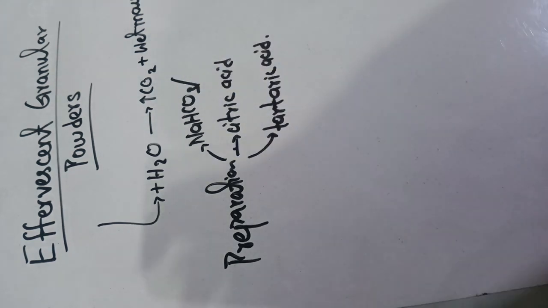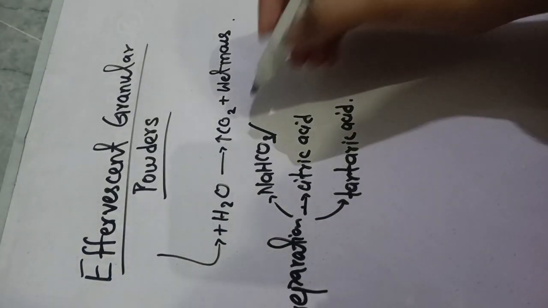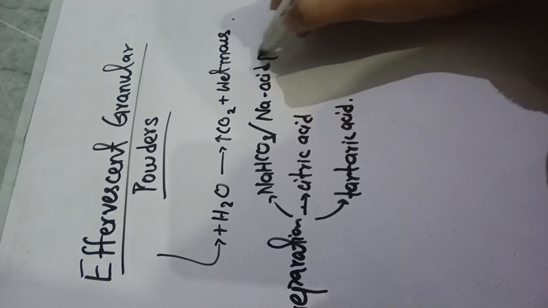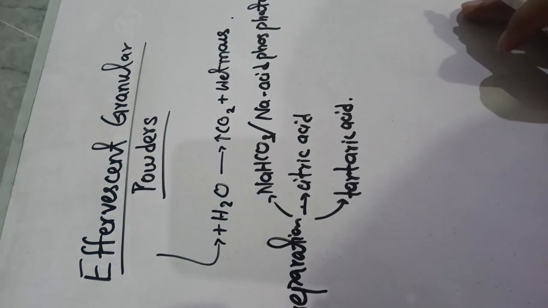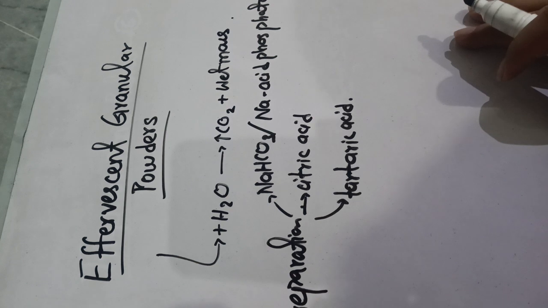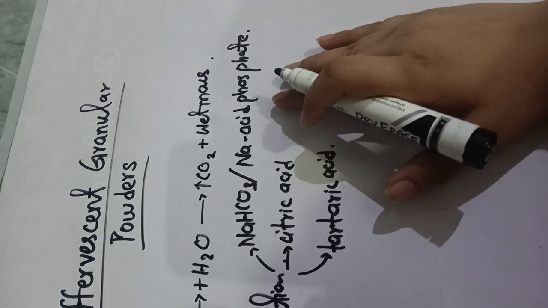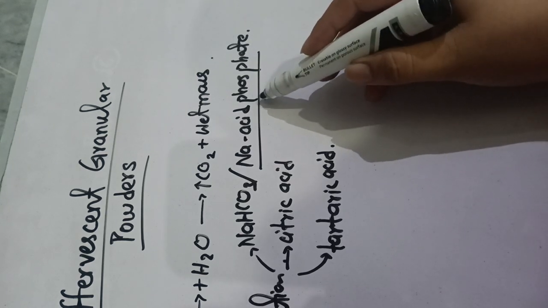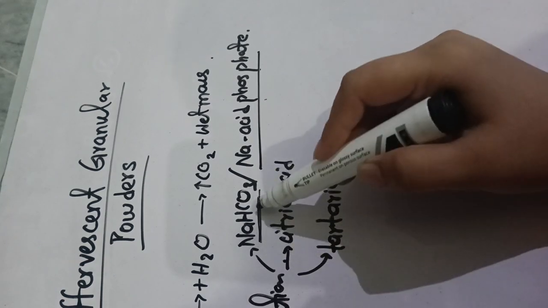Sodium bicarbonate, and there is another compound which can be used, which is sodium acid phosphate. When you are going to prepare these kinds of powders on a large scale, then you will use sodium acid phosphate for it. Why are we using it? Because it is very cheap and very easily available. Therefore, it is used on the large scale. But the other one is a very expensive compound, so it is not usually used.